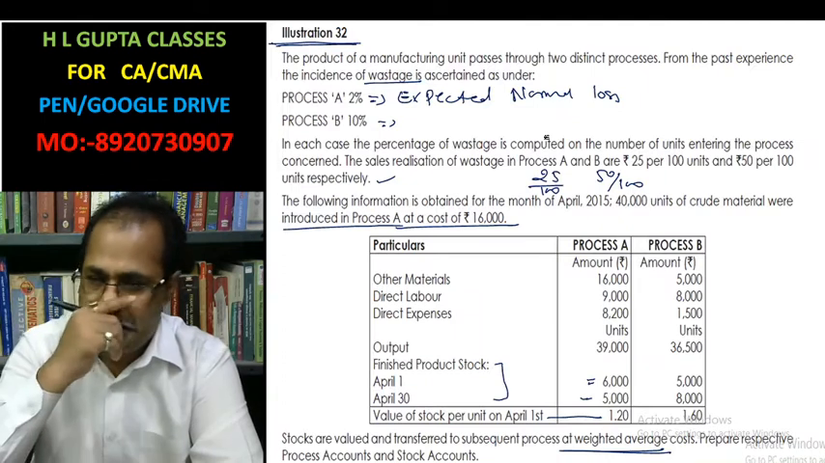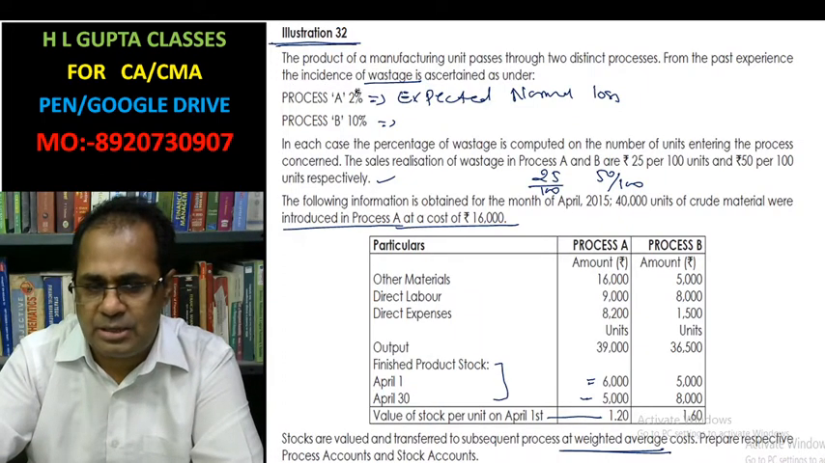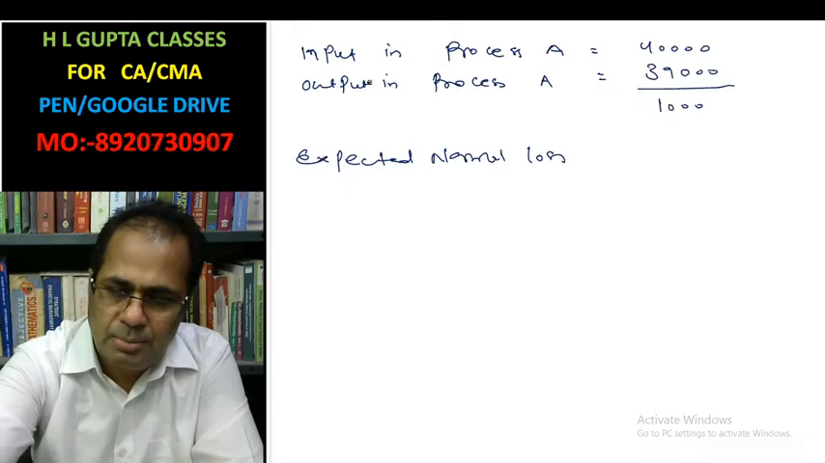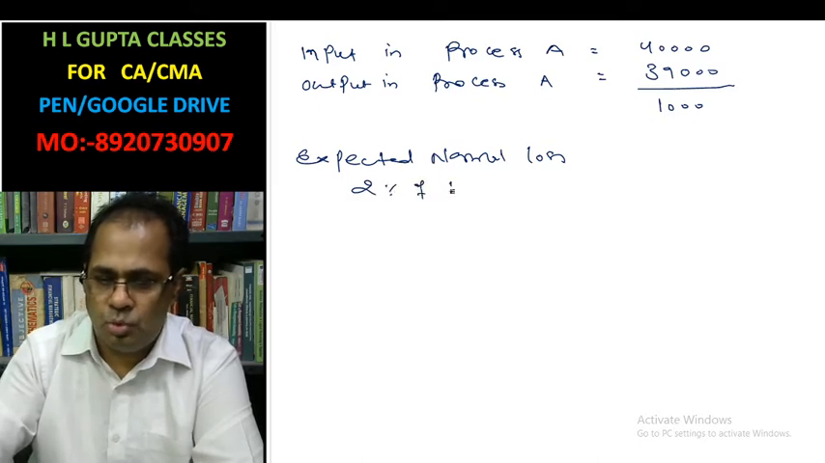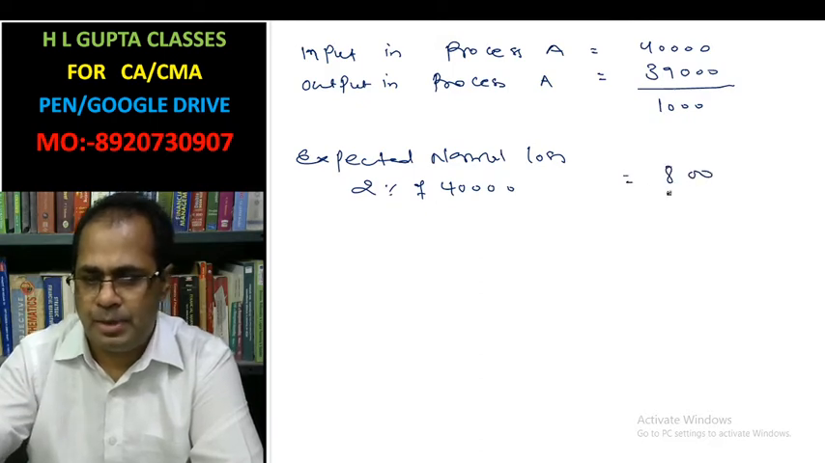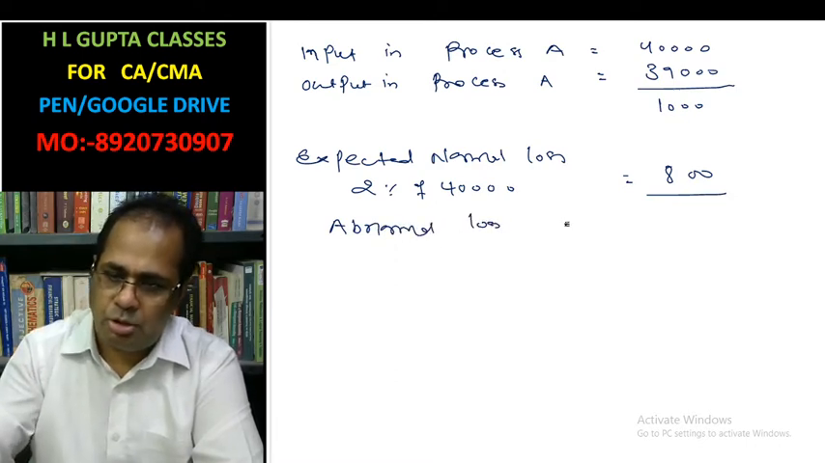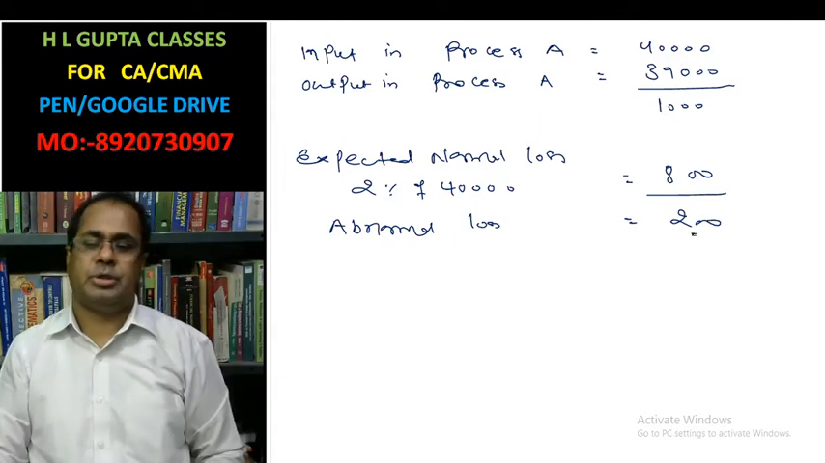Please look here: the expected normal loss is 2%. So what will it be? 2% of 40,000 is 800. It means the abnormal loss is 200 units.